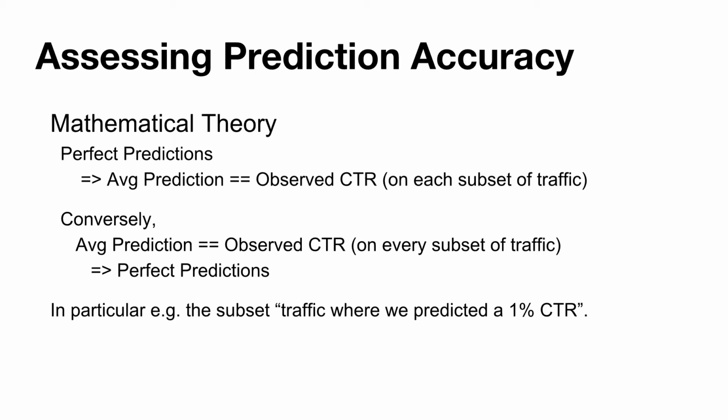But actually, kind of interestingly, conversely, if this is true on every subset of traffic, I would argue that you have a perfect predictor. Why? Well, in particular, you can talk about the subset of traffic where we predicted a 1% CTR. If it's true that we, on average, predict the actual value, then 1% of the time, they would have clicked on that subset of traffic. But suffice to say, whether these two quantities are equal or not is a nice indicator of whether we're predicting accurately on a certain subset of traffic.